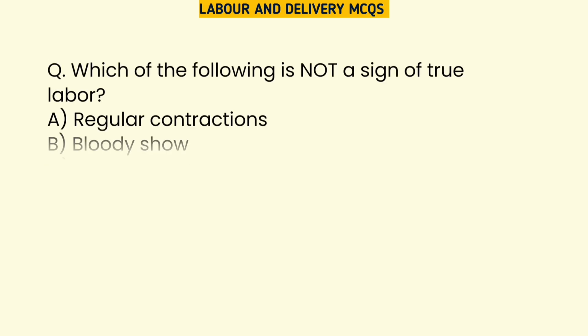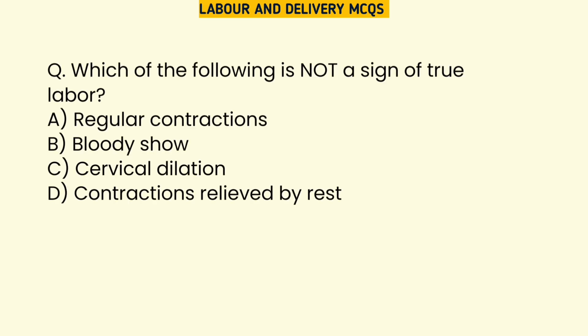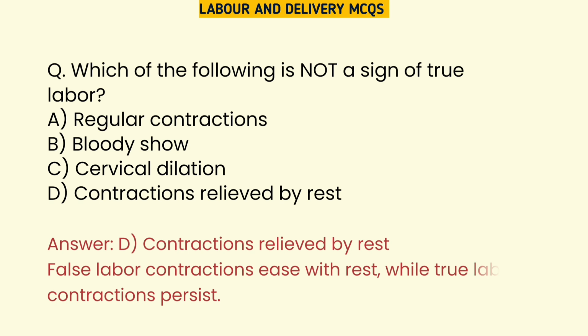Next question. Which of the following is not a sign of true labor? Correct answer is D. Contractions relieved by rest. False labor contractions ease with rest, while true labor contractions persist.